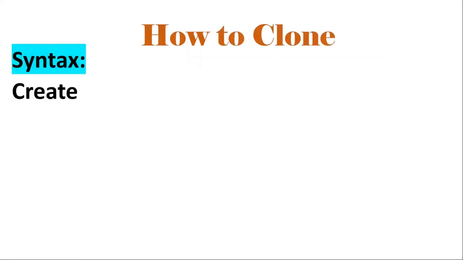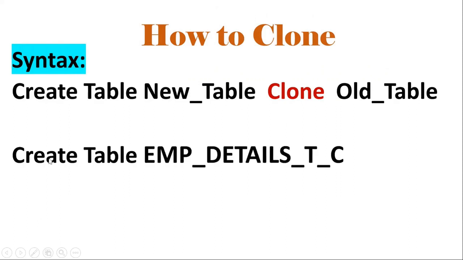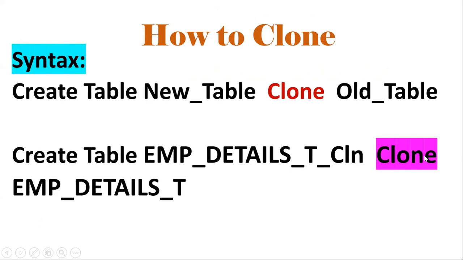First the syntax. Create table, then the new clone table name, and we need to use the clone keyword, and then the old table. From this old table we are trying to create a clone table. So: create table, table name, the clone keyword, and the source table from which we clone. Hope this is clear. This is my main table, and I clone it using clone. This is the clone feature, and this is nothing but zero copy cloning.